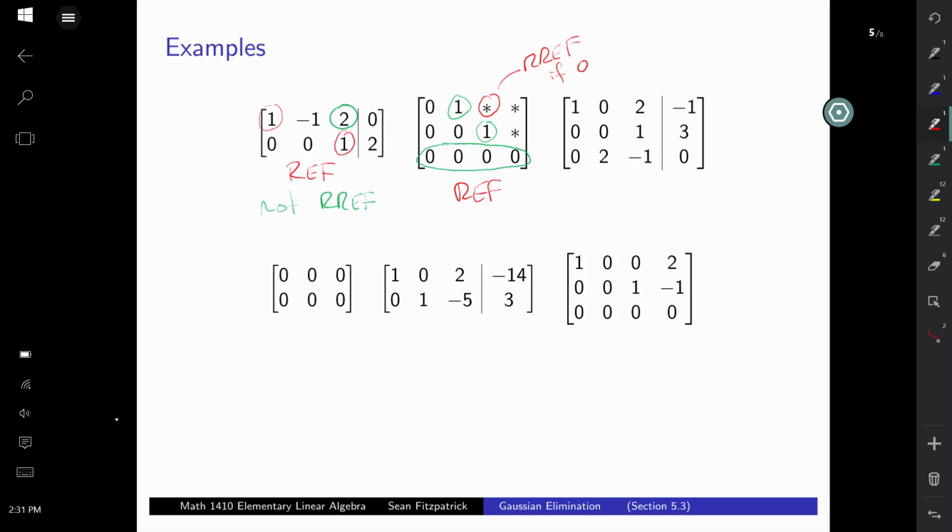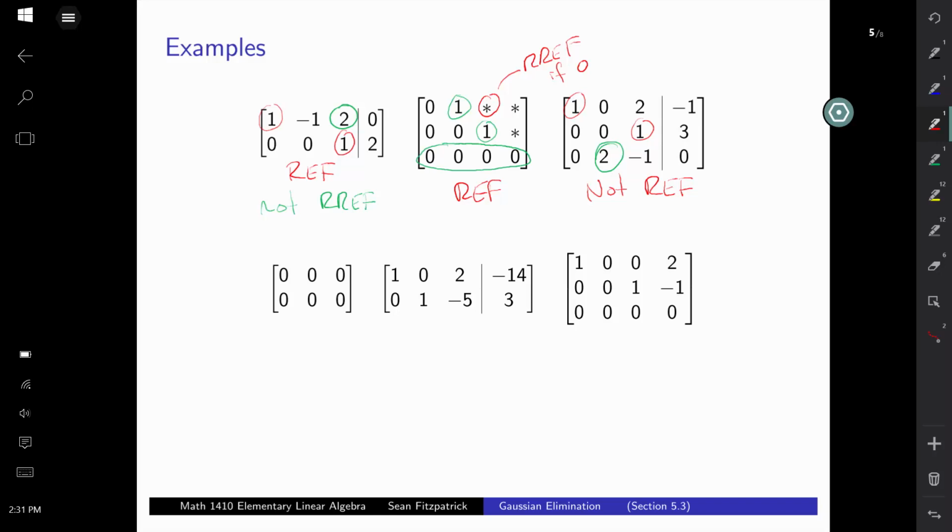Next example. There's no rows of zeros. We detect leading ones here and here. That's all well and good, but then we see this guy here, this 2. Okay, so this 2, this is not even in row echelon form. It's not in row echelon form because the first non-zero entry in that third row is a 2.